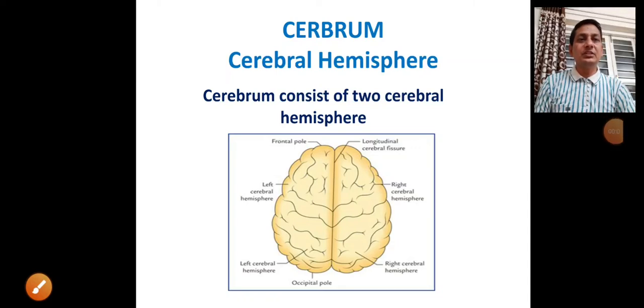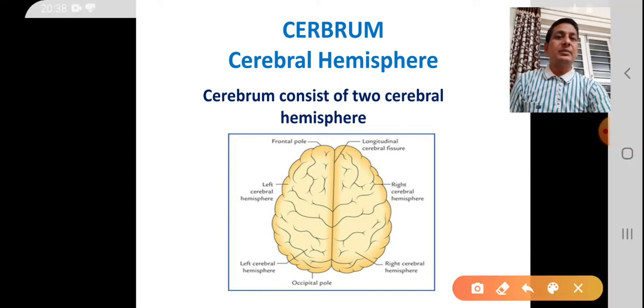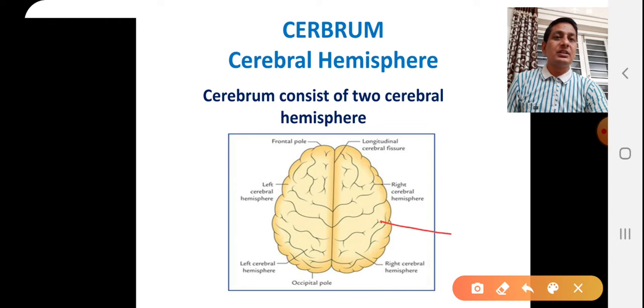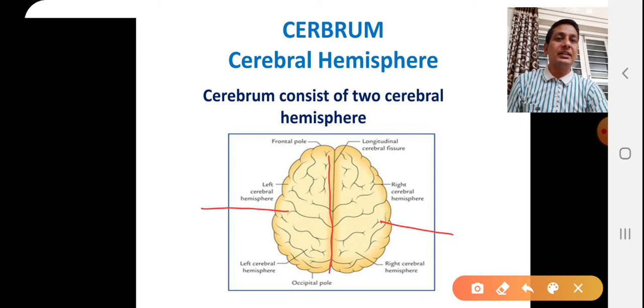Today we will study the central nervous system. An important part of the central nervous system is the cerebrum. The cerebrum is divided into two cerebral hemispheres, right and left, by a longitudinal cerebral fissure. This is the longitudinal cerebral fissure. By this, on the right side and left side, there are the two cerebral hemispheres, right and left.